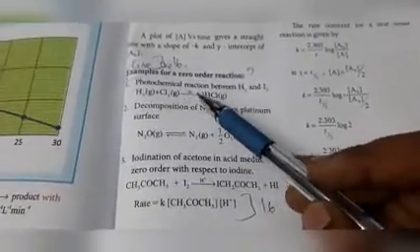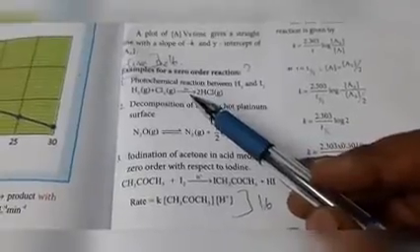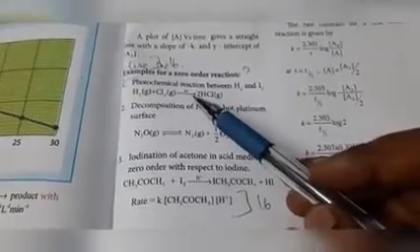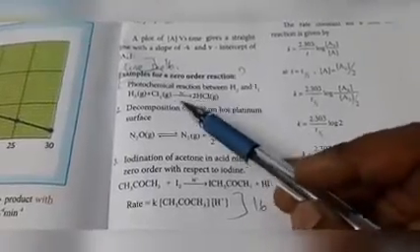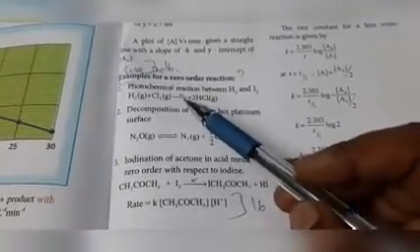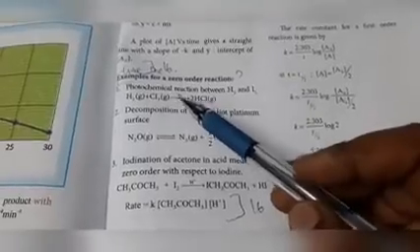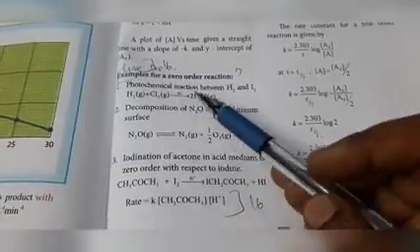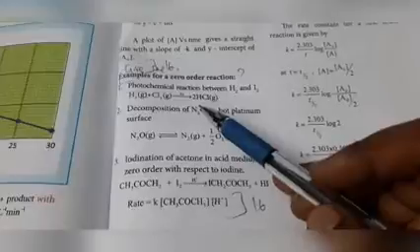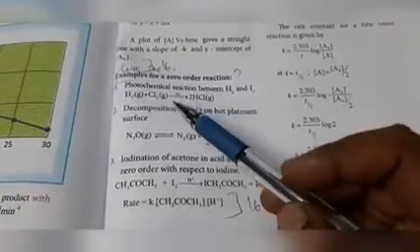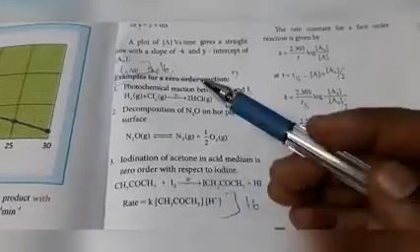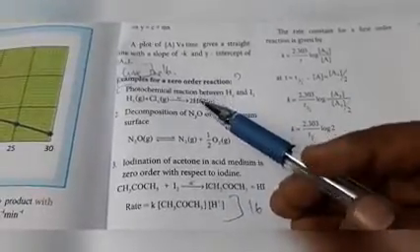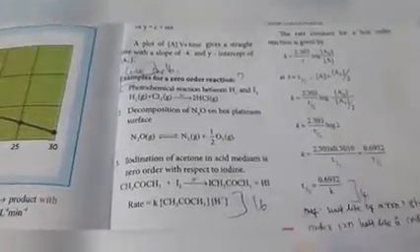H nu means what? Energy. E is equal to h nu. E means energy. That means the rate depends only on this energy, light. That energy is obtained from light. In presence of light only this reaction is possible. So the rate does not depend on H2 and Cl2. Rate does not depend on reactant, that is called zero order reaction.